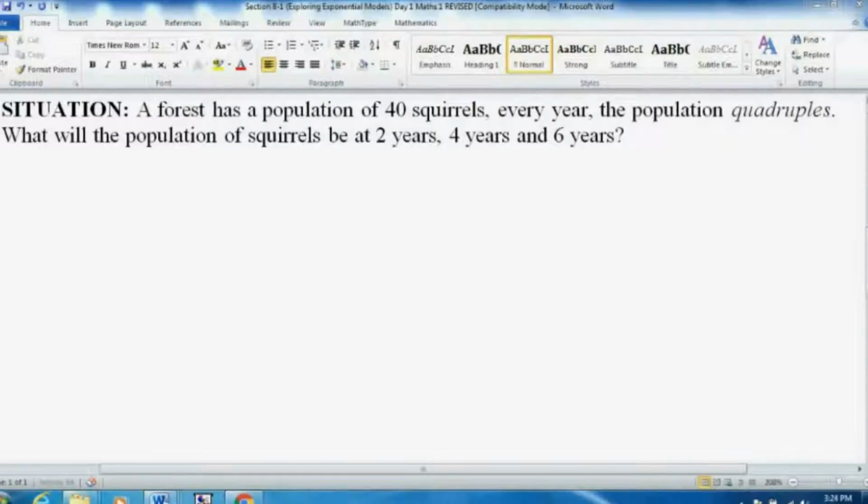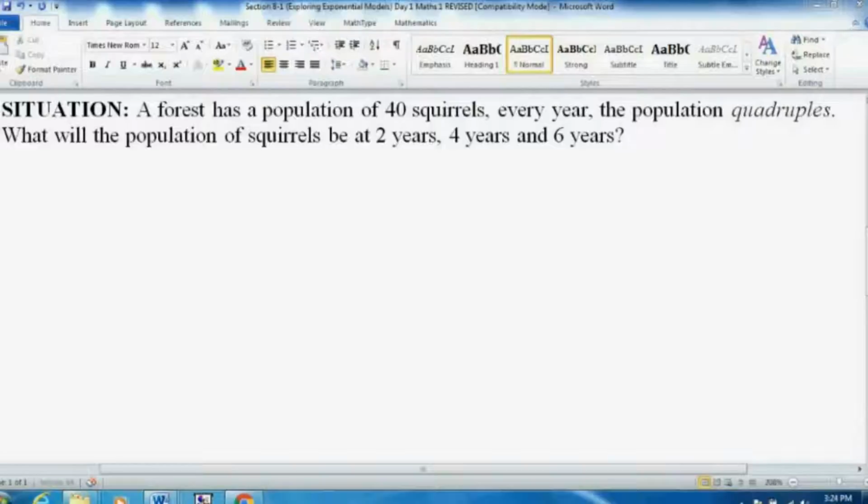Alright, good afternoon. The last time we looked at exponential functions, we were looking at how exponential functions affect situations regarding population growth. In this regard, we're going to be looking at populations regarding squirrels. Now, one of the things we need to look at is what exactly is occurring to the population of squirrels after a certain number of years.